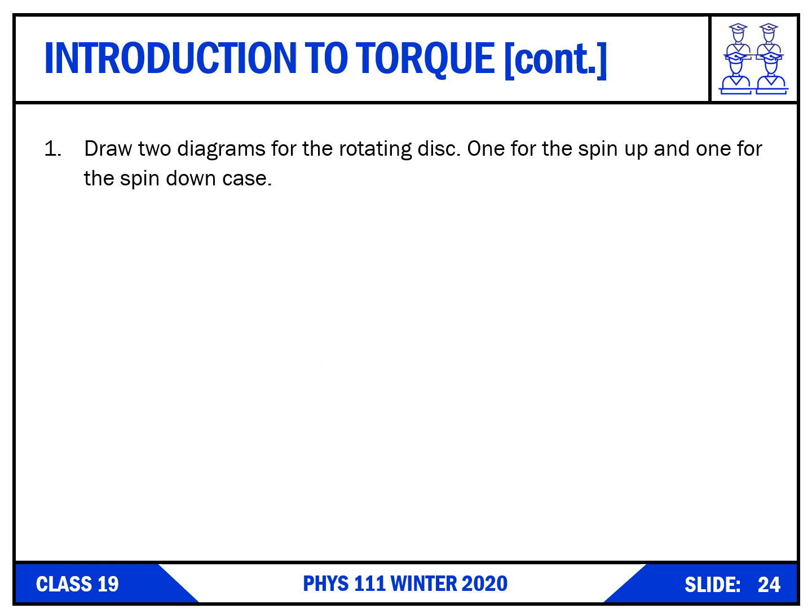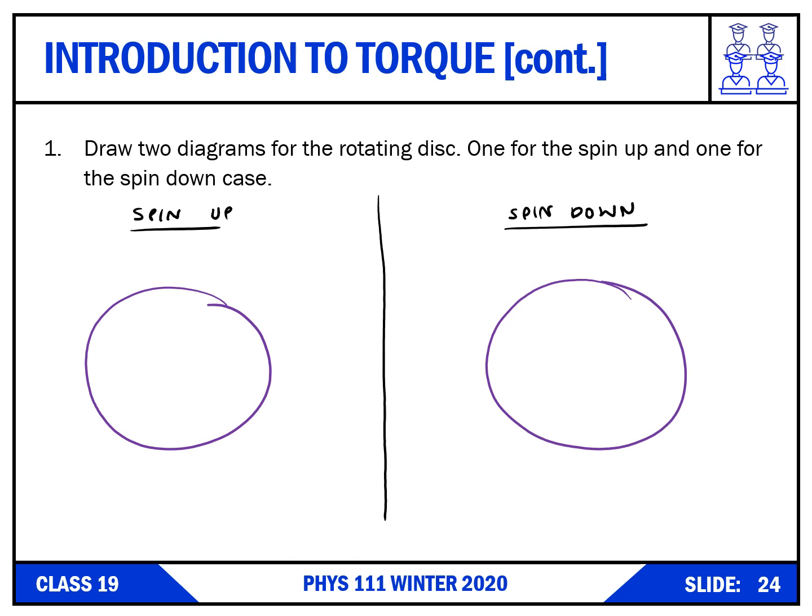First, we're going to have to draw two diagrams for the rotating disc. One for a positive spin and one for a negative spin. We'll just call it spin up and spin down. So we have spin up and we have spin down. And we're going to draw the two discs. The axis of rotation is right in the center. So this is the rotation.